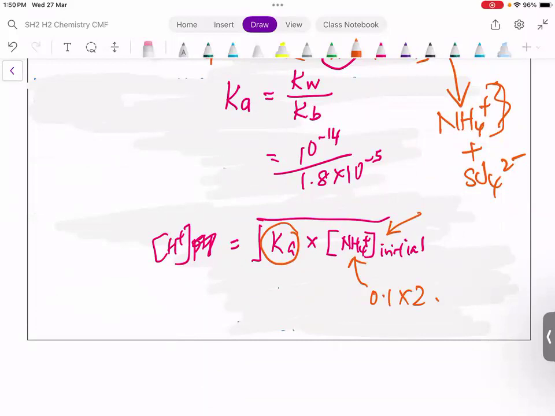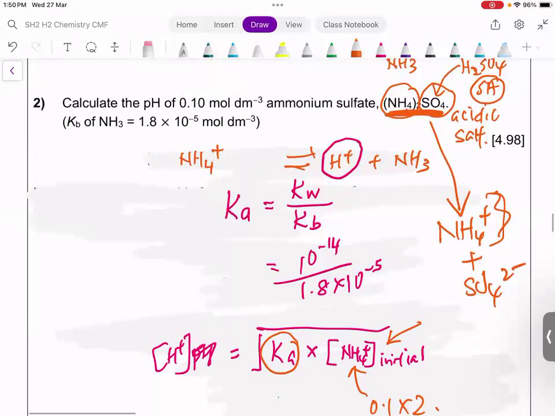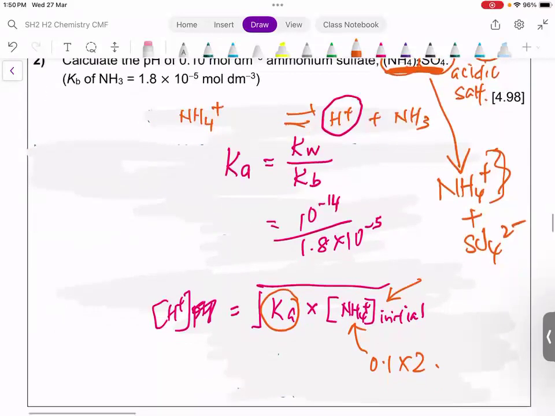For those who did not do anything, please highlight the learning point. Number 1, you need to consider the mole ratio of the salt. Number 2, you need to know how to get the relevant Ka or Kb value if it's not given. Can? So 2 learning points. Do this calculation at home, you should be able to get the answer. Class, you're supposed to prepare this. Some of you did not do it. You should do it.